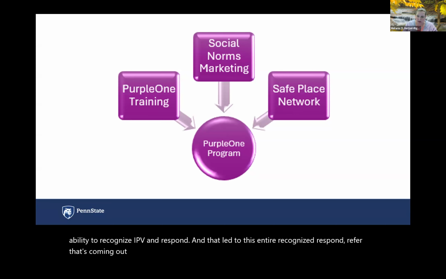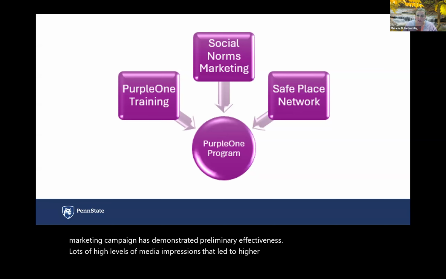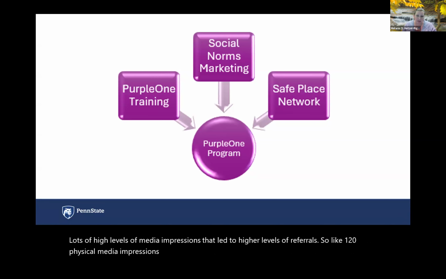That's throughout our entire county. And the social norms marketing campaign has demonstrated preliminary effectiveness, with high levels of media impressions that led to higher levels of referrals. So like 120 physical media impressions, almost 120,000 radio impressions, over 2 million television impressions, and led to a lot of different materials and media being developed.